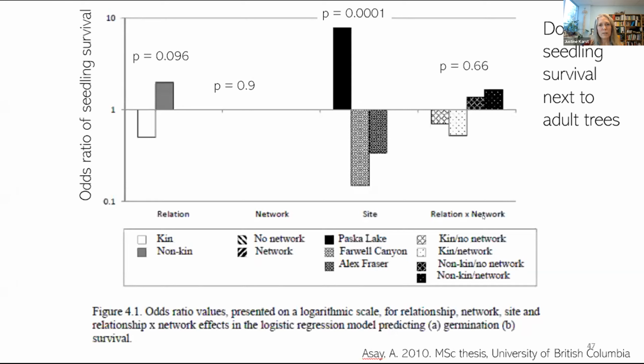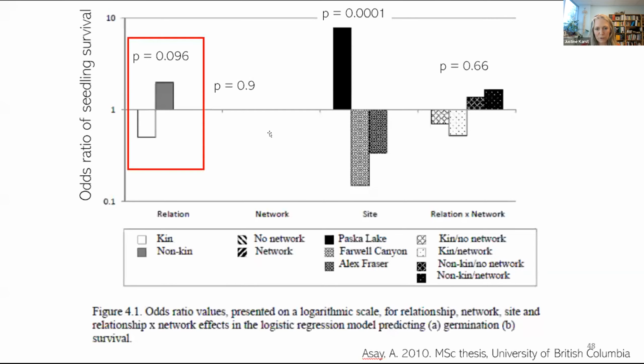And then they sowed the seed beside mature trees, and then they manipulated access to the mycorrhizal network with those mesh bags. And so what they found, I'm going to walk you through this graph and do it in parts. So the first thing, on the y-axis, it's called an odds ratio of seedling survival. All you need to know is when this number is above 1, the seedling survival increases. When it drops below 1, it decreases.